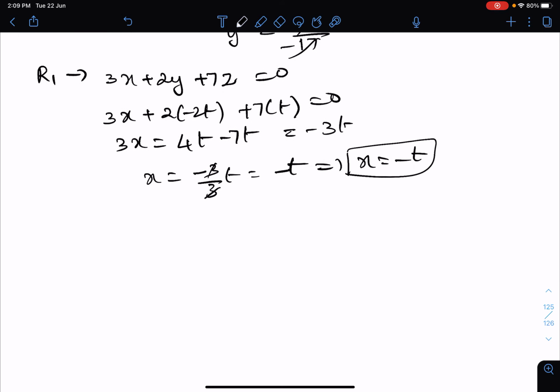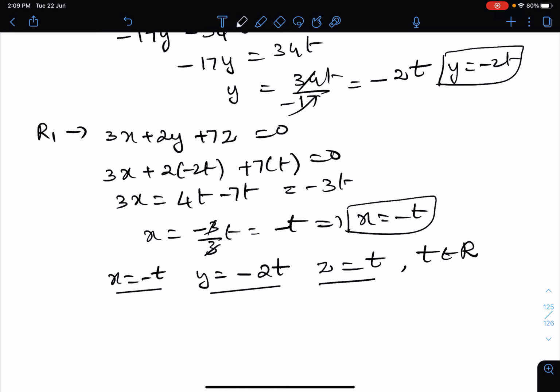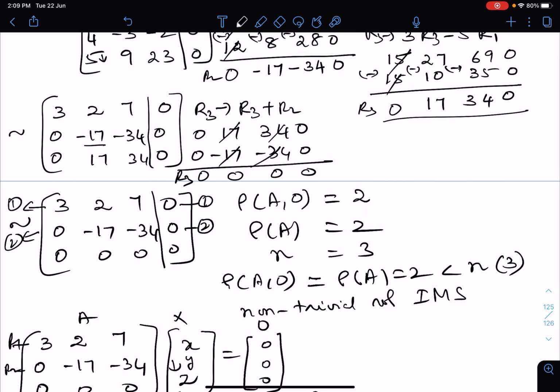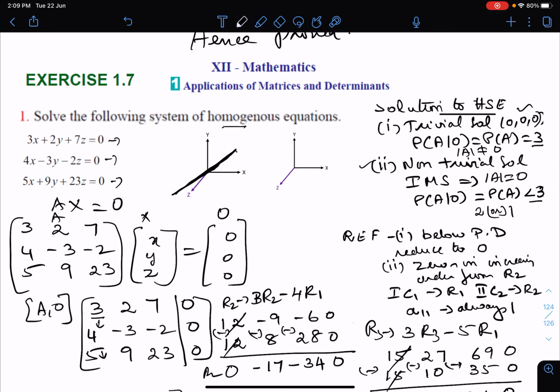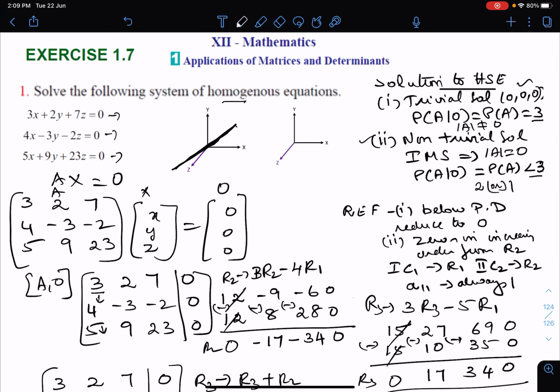Therefore we get the solution set as x is equal to minus t, y equal to minus 2t, and z equal to t, where t belongs to the real number R. Okay, this is going to be our solution set, and as we substitute for t, we get infinitely many solutions. So these two conditions you have to remember, and why it is non-trivial solution, because they are overlapping one above the other. Therefore you will get infinitely many solutions. Okay, thank you.